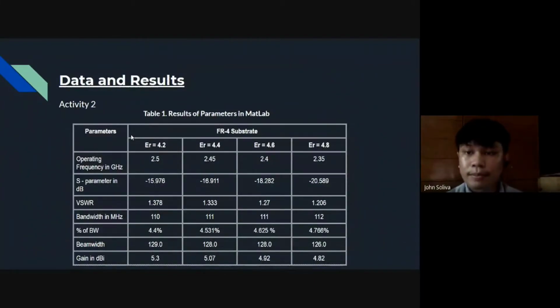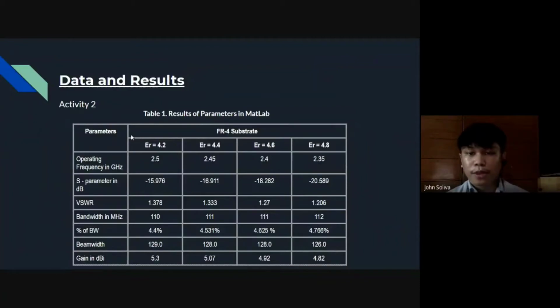So, for the operating frequency of 2.5 gigahertz at 4.2, the S parameter in dB is negative 15.976, VSWR is 1.378, bandwidth in megahertz is 110, percent bandwidth is 4.4%, beam width is 129, gain in dBi is 5.3.